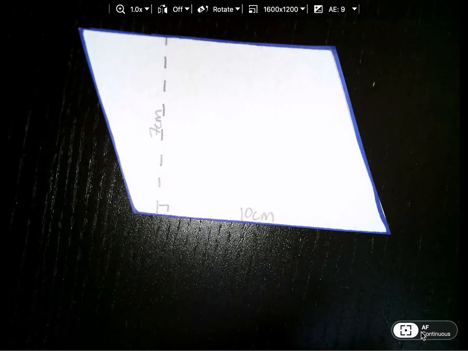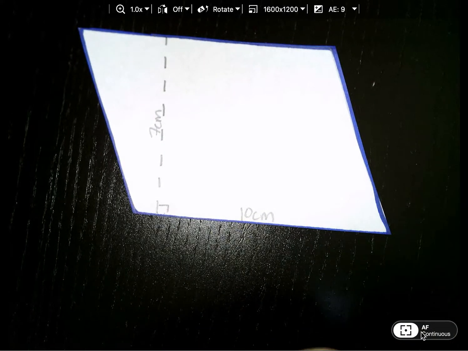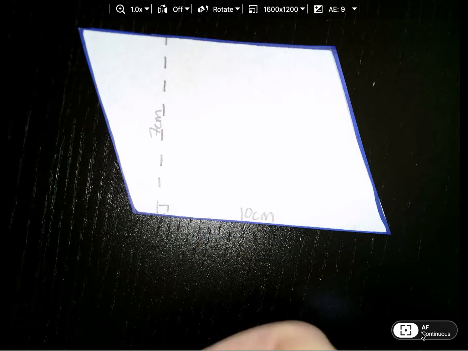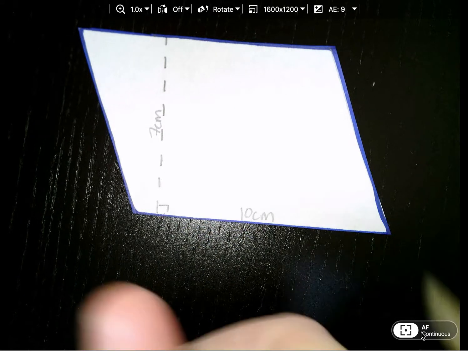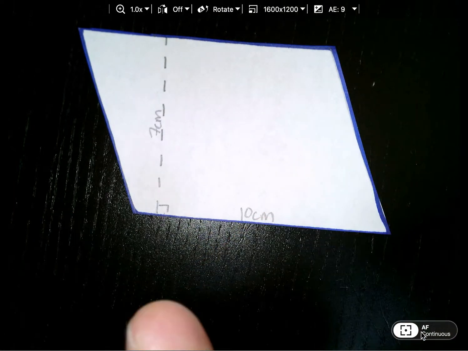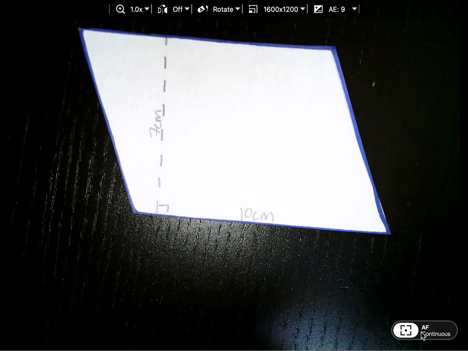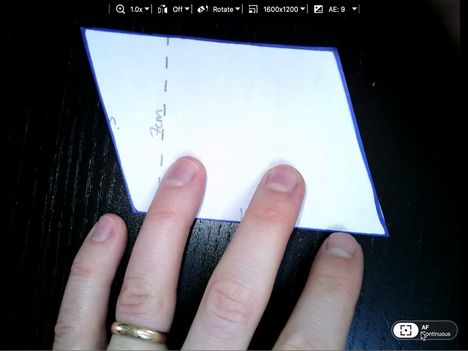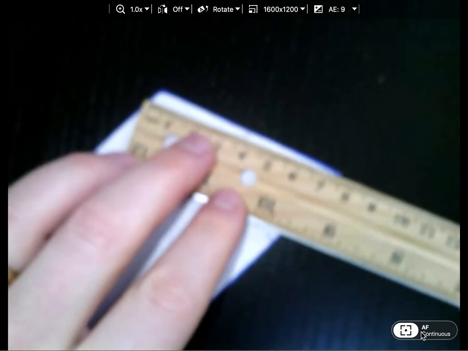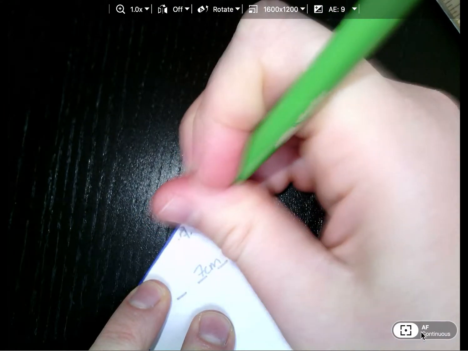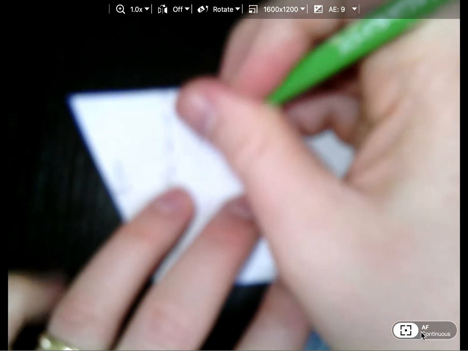So here we have our parallelogram, and we know the base is 10 centimeters and the height is 7. We do not have a formula yet for the area, and then perimeter would be difficult because we don't know what this is. Let's measure it real fast. You might be given this. This is 7.5 centimeters.